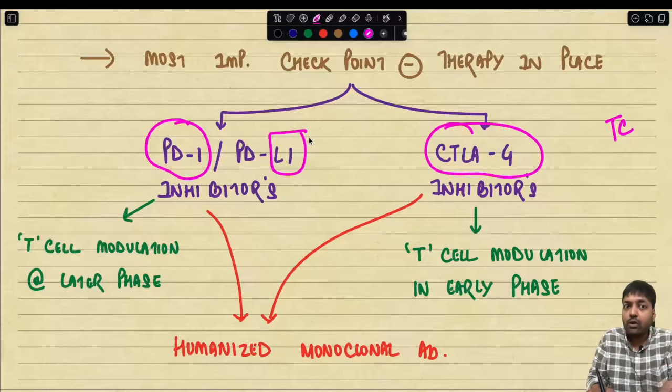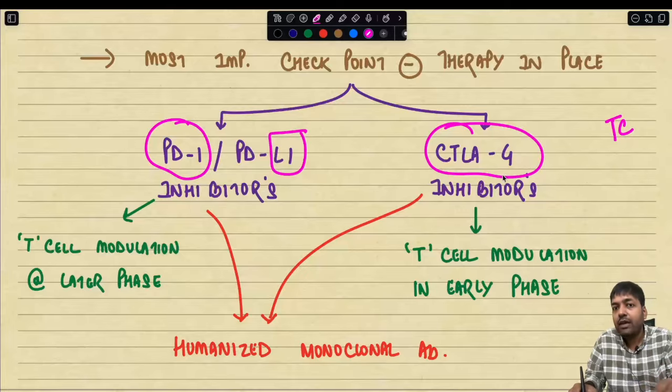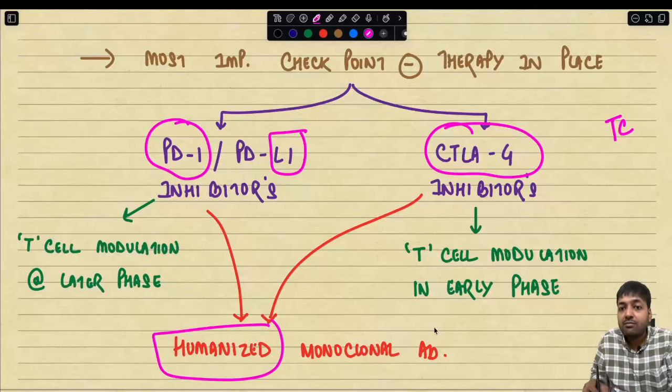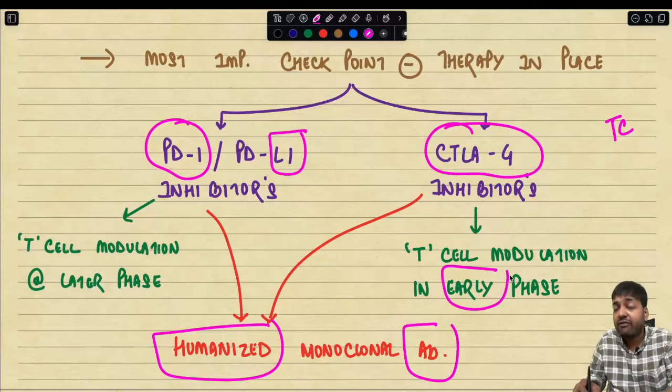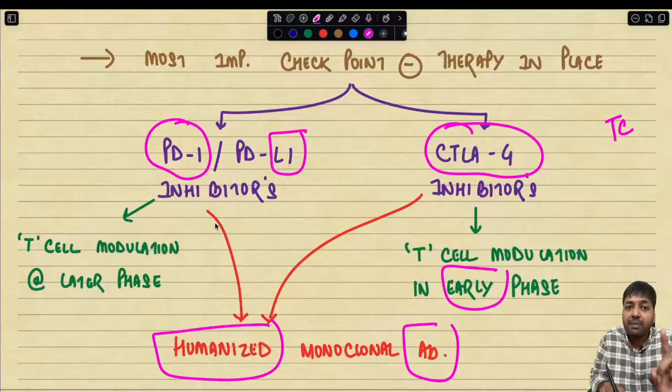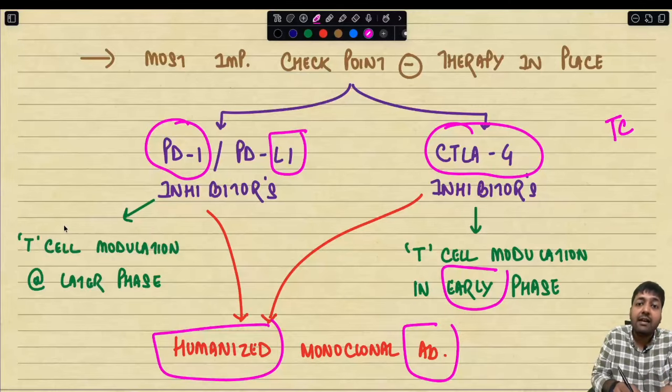So, we have two classes. One is the PD1, PD-L1 inhibitor and one is the CTLA4 inhibitor. This group of inhibitors inhibits PD1 and PD-L1, and they are in the form of humanized monoclonal antibody. CTLA4 inhibitors cause T cell modulation in the early phase of activation of T cells, whereas PD1 and PD-L1 inhibitors cause T cell modulation at a later phase.